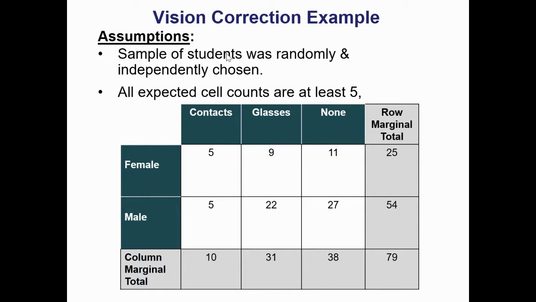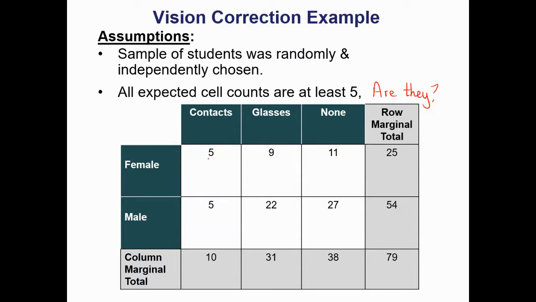And then they say all expected cell counts are at least 5. Are they? We don't know yet. Are they? We gotta check.